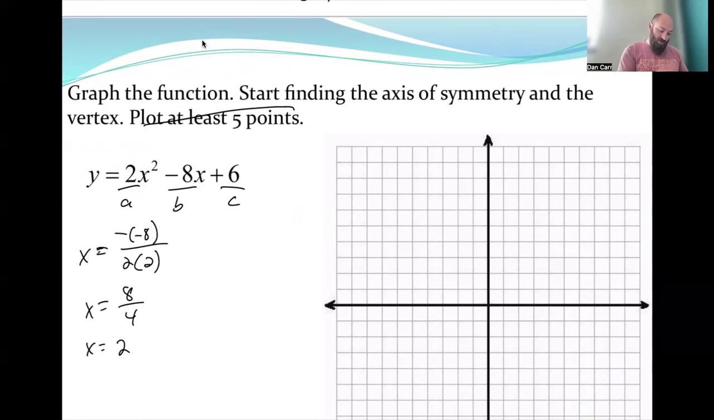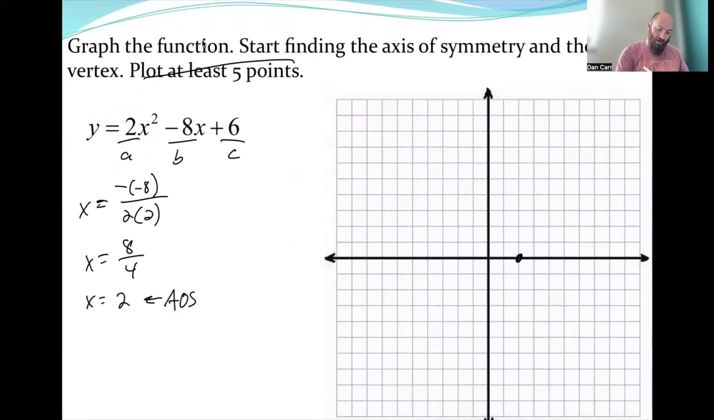Let me show you how this looks. This is my axis of symmetry. At x equals 2, I go here, I'll draw a line that looks like this. This is where it's going to be symmetrical about. I don't know the rest of my vertex yet, but I know it's going to look something like this.